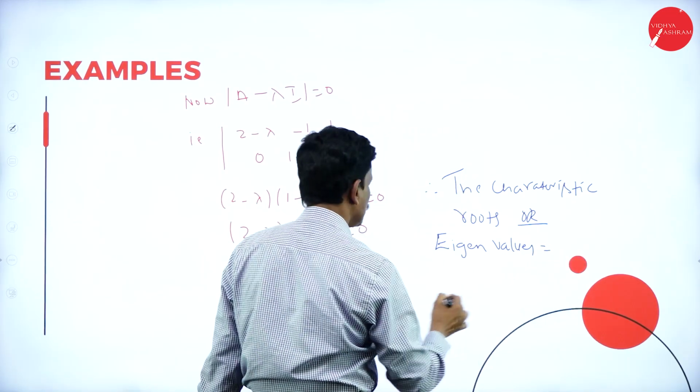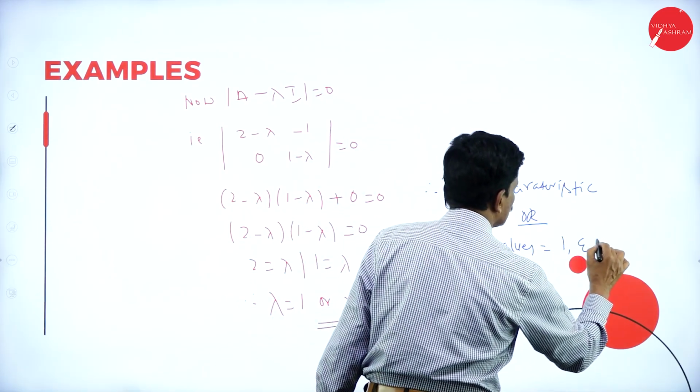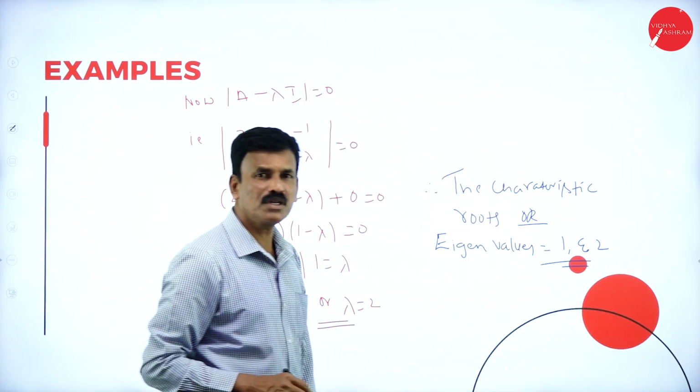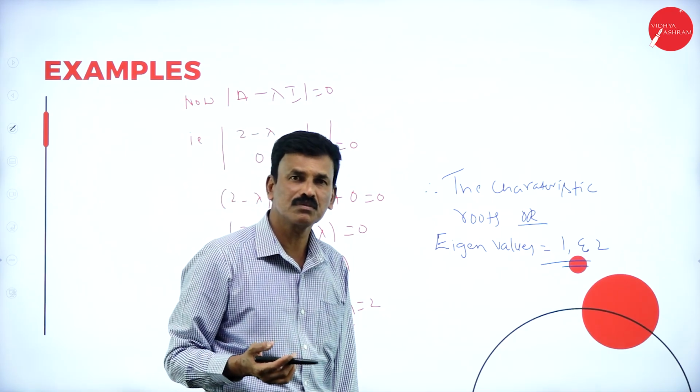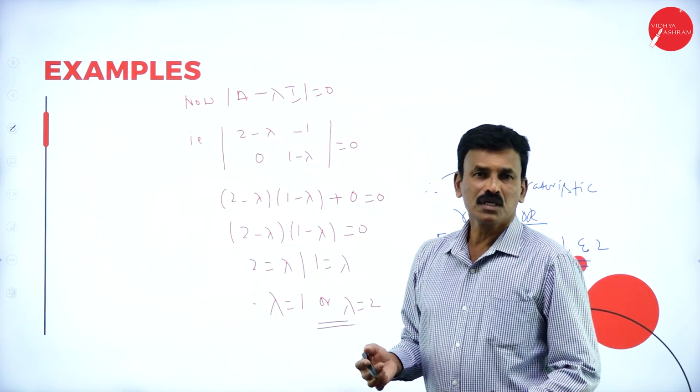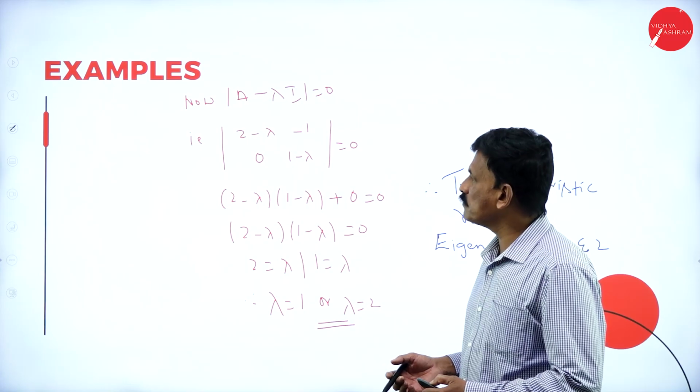Eigenvalues are 1 and 2. So, lambda is equal to 1 and lambda is equal to 2 are the eigenvalues for the given square matrix. Hope you follow. Now, let us move on to a similar type problem.